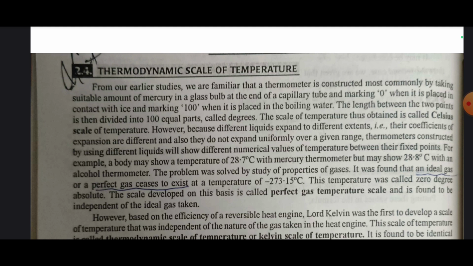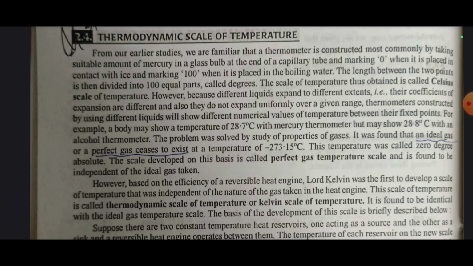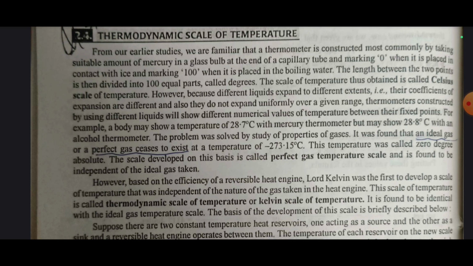Next is the thermodynamic scale of temperature. From our earlier studies, we are familiar that a thermometer is constructed most commonly by taking a suitable amount of mercury in a glass bulb at the end of a capillary tube and marking 0 when it is placed in contact with ice and marking 100 when it is placed in boiling water. The length between the two points is then divided into 100 equal parts called degrees. The scale of temperature thus obtained is called the Celsius scale of temperature.